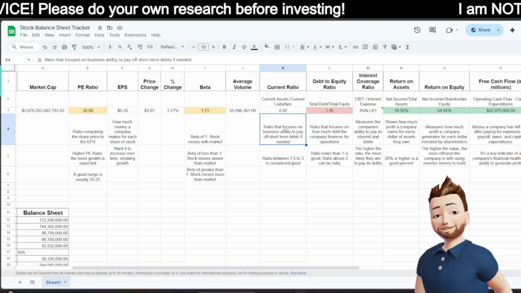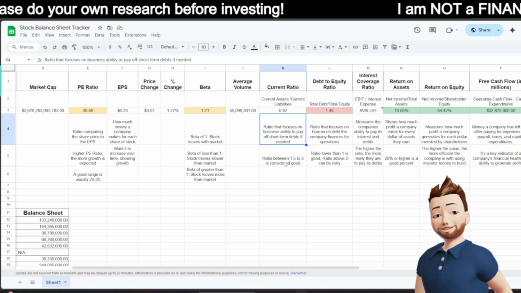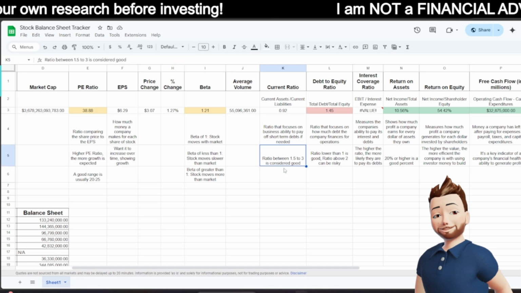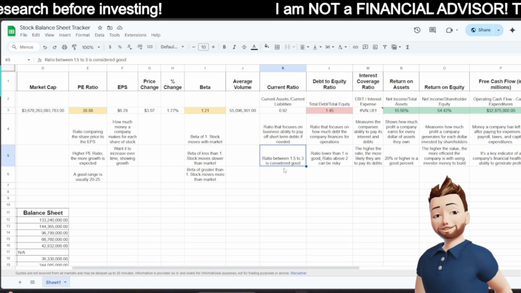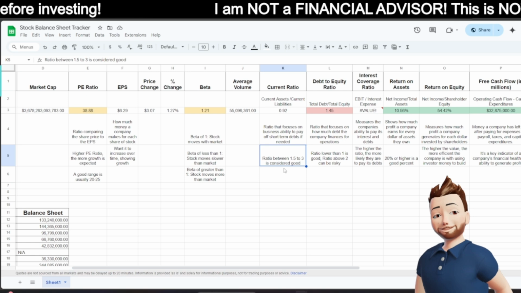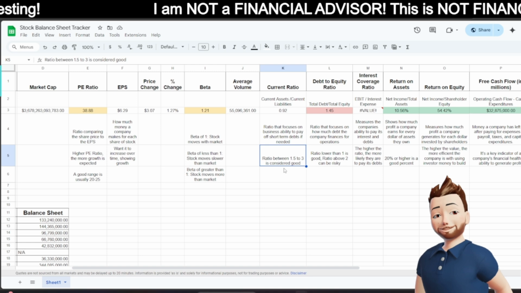This one kind of has it, but again, you want to have a really good ratio, which is 1.5 to 3. Like Nvidia is like 3 point something, I think, last time I did it on here. So you want to have a really good ratio. That means you have more assets than liabilities.